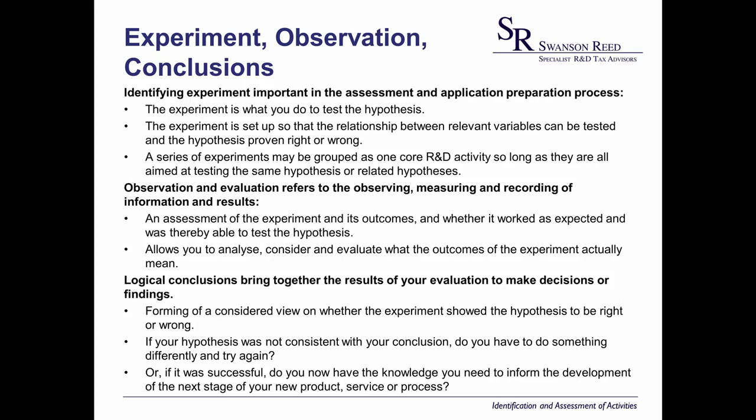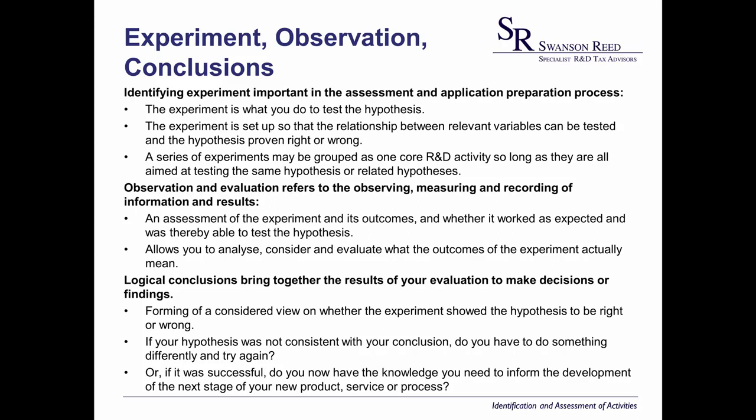Once the hypothesis is defined, the next step is to identify the experiment. It is important to note that the experiment is what you did to test the hypothesis, i.e., the activities you undertake. The experiment should be conducted in order for the relationship between relevant variables to be tested, which allows for the hypothesis to be proven right or wrong. A series of experiments may be grouped as one core R&D activity, providing they seek to test the same hypothesis or related hypotheses. It is expected that experiments are conducted in order to make observations. This is the next key phase of describing the core activity.